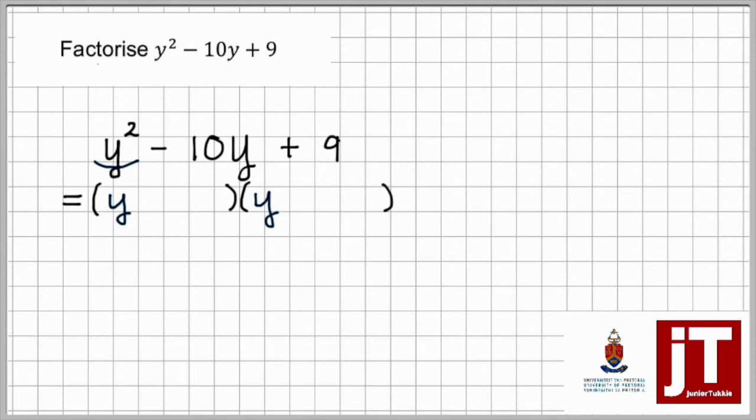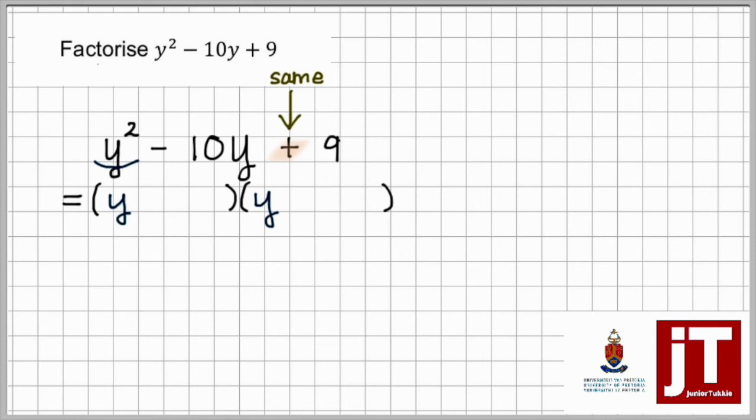Now we need to decide on which signs we're going to use inside of these brackets. So as in the previous problem, we look at the last term. We see what sign is on that last term. Here we have a positive 9. And since it is positive, we know that the signs are going to be exactly the same. That means they will either both be positive or they will both be negative.